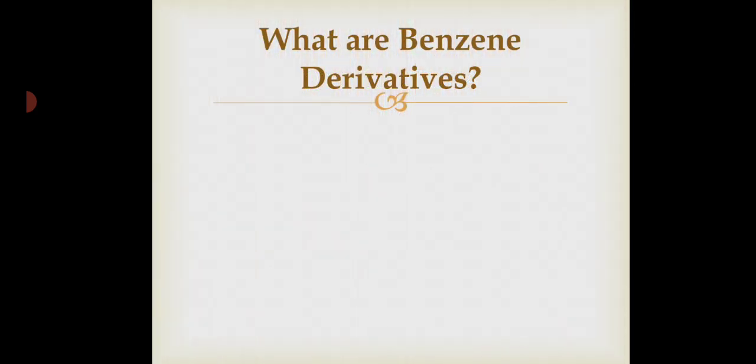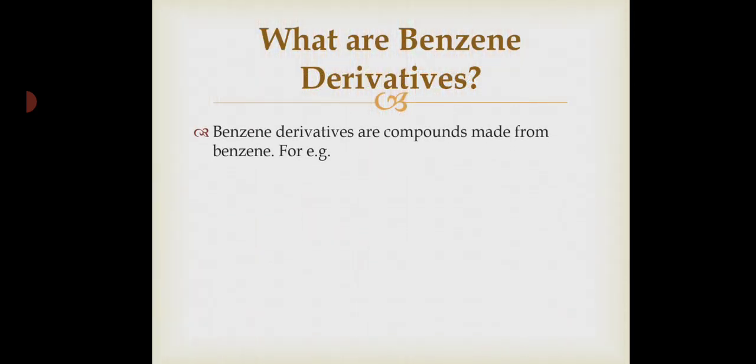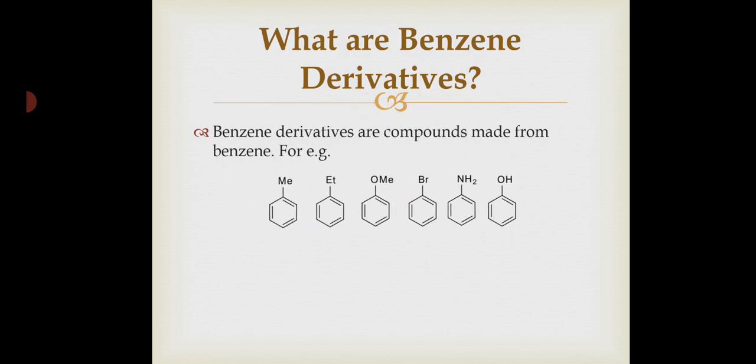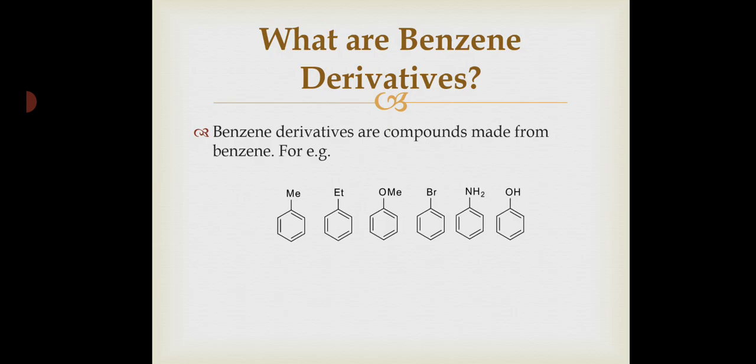Now what are benzene derivatives? Benzene derivatives are compounds made from benzene. For example, these are all benzene derivatives. Some substituents are put on the benzene ring, and that's why they are called benzene derivatives. Now, how to write the nomenclature of these benzene derivatives? Let's see.